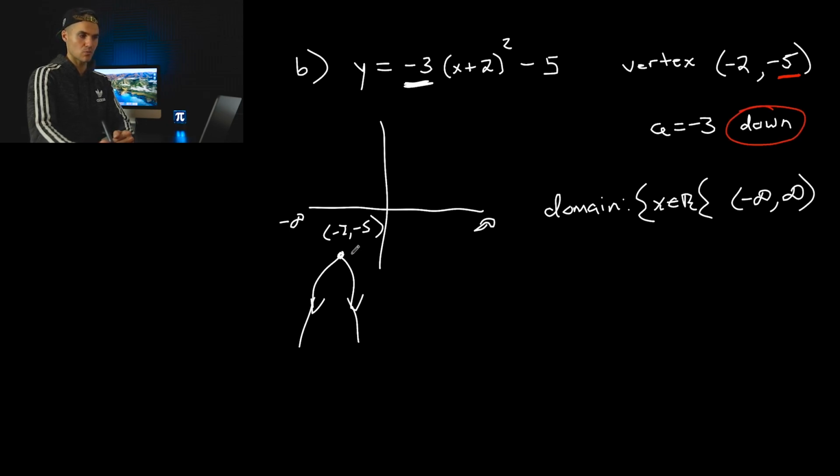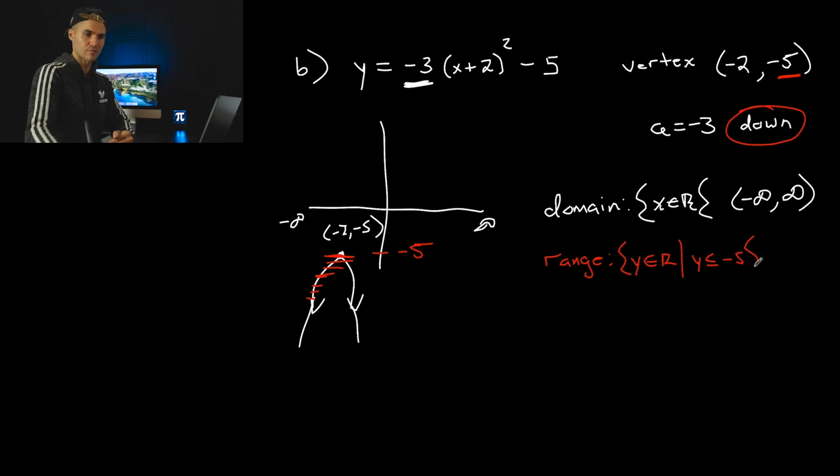So over here, notice the y value of the vertex is at -5, and the quadratic is opening downwards, so there are no y values above -5 here, right, on this quadratic. So basically, it's all the y values below and equal to -5 that are being hit on this quadratic. So the range, all the y values such that y is less than or equal to -5, like that.